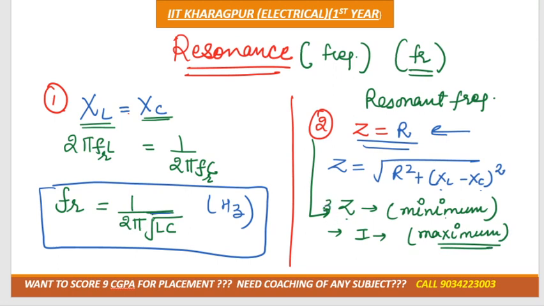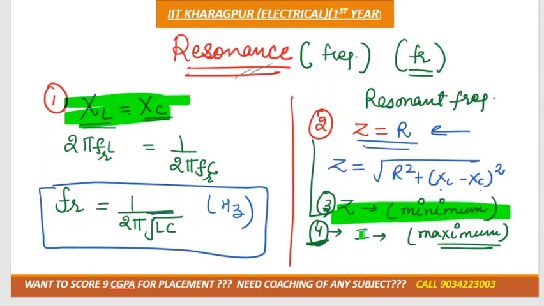Okay, so this is the third condition. This is the fourth condition. They will rarely say that this is the condition of direct resonance. They'll always tell you indirectly. Like they can give you that impedance is minimum, and they can give you that current is maximum.